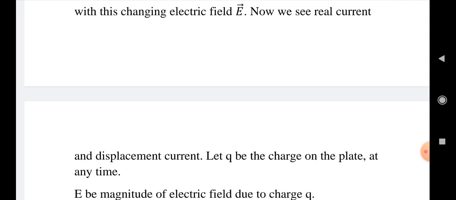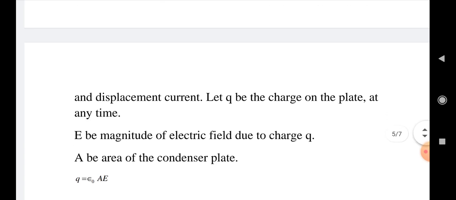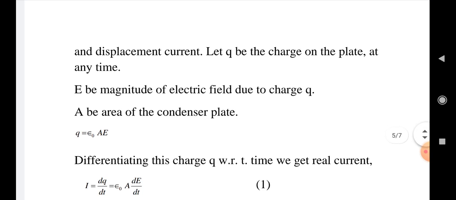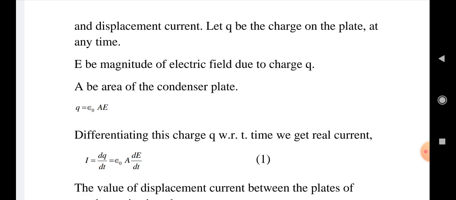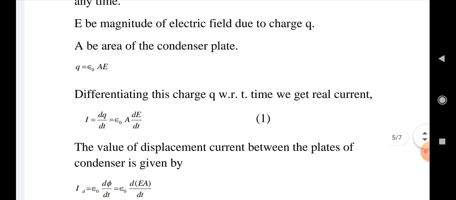Now let Q be the charge on a plate at any time, E the magnitude of the electric field due to the charge Q, and A the area of the condenser plate. Then the charge Q is equal to epsilon 0 A E. Differentiating this equation with respect to time, we get the real current, I equal to dq by dt, since the rate of change of charge is current. So I is equal to dq by dt is equal to epsilon 0 A del E by del t. This is equation number 1.